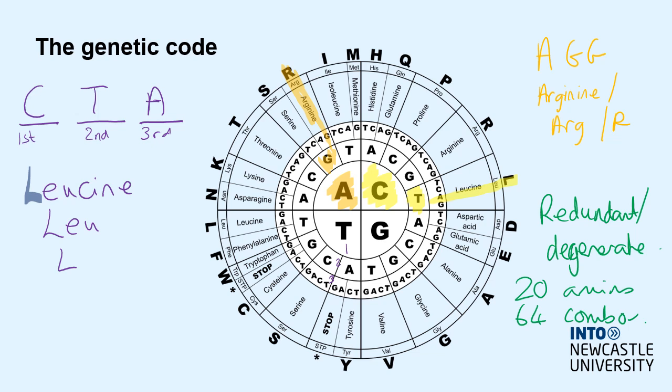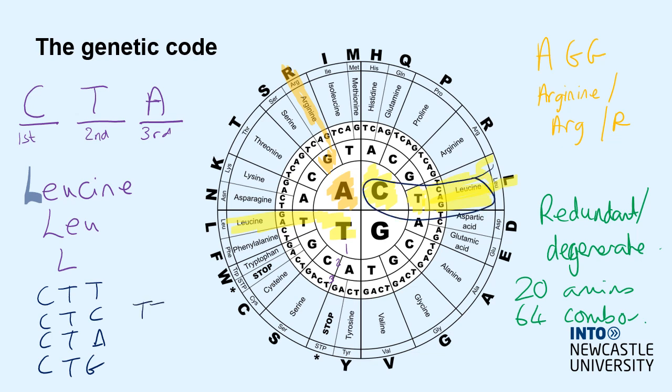So leucine, the example we happened to choose before, these all make leucine, and there's some more leucine over here. So basically, leucine has got 6 combinations. Leucine is CTT, CTC, CTA, CTG, and then leucine is also TTG and TTA. So 6 different ways to code for leucine. So this is what we mean by degeneracy.